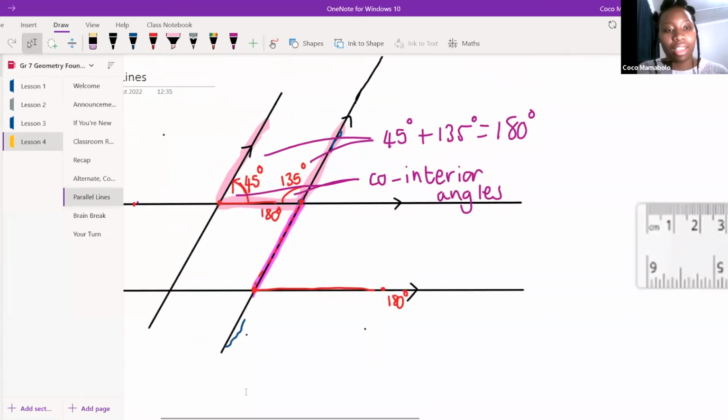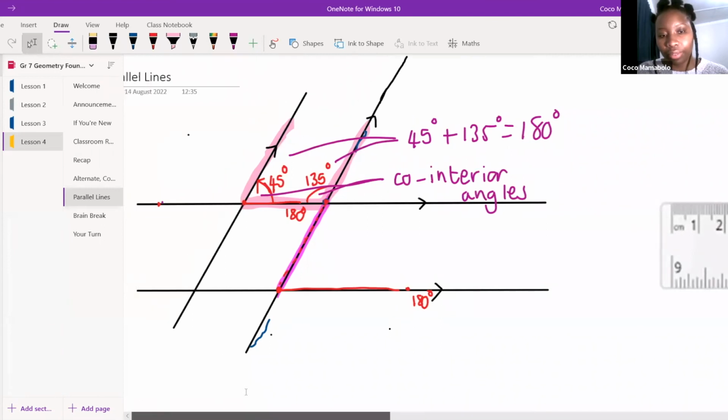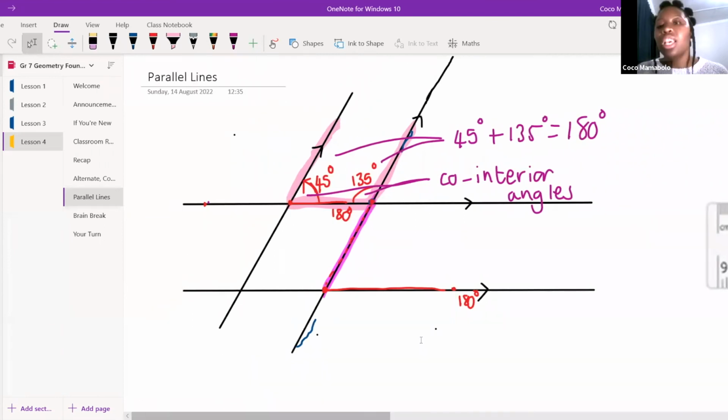Excellent. Everybody's asking for the drawing. Yes, it can only be 180. For them to be co-interior angles, they need to add up to 180 degrees. I hope that answers your question. Those of you who are trying to take screenshots and such, I need you guys to stay until the end of the lesson, and then we'll get to that.